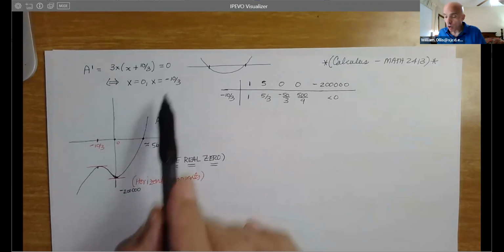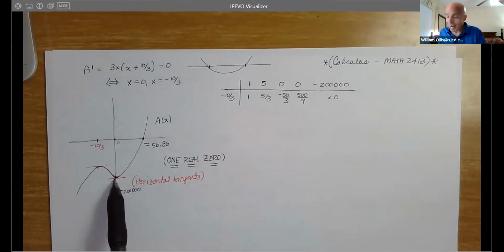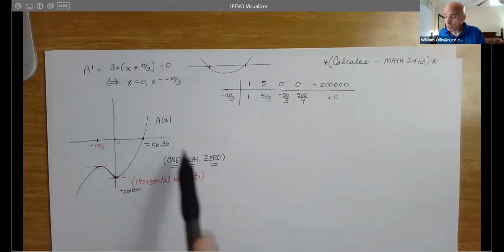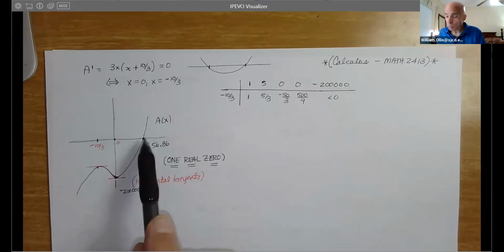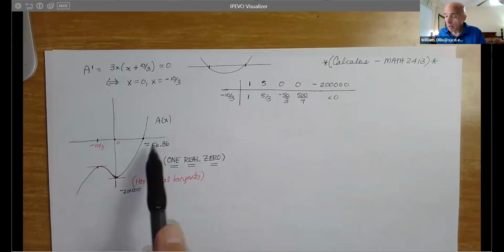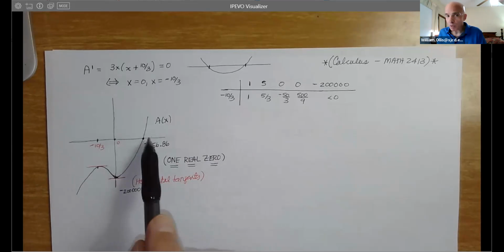Now, these are horizontal tangents, which both occur below the x-axis. The y-intercept is -200,000. And so there's exactly one real zero here. There's only one real zero, but note it's not 1-to-1. This is not a 1-to-1 function. And so at that point, that's when I thought, well, that's probably what would have made them feel better.